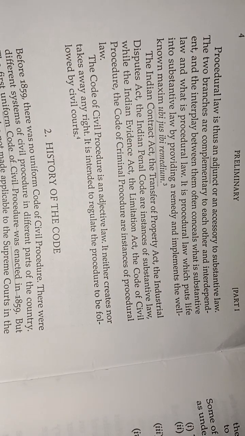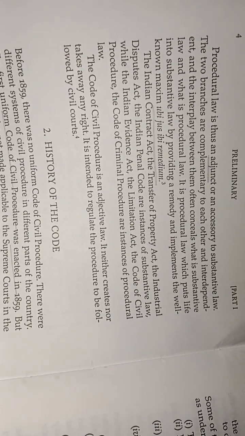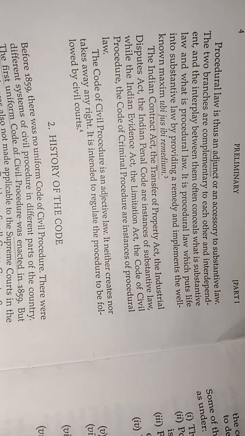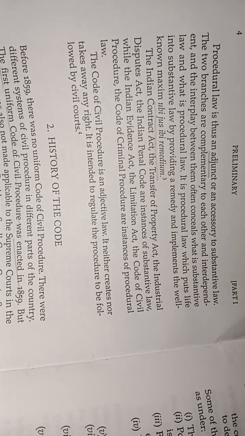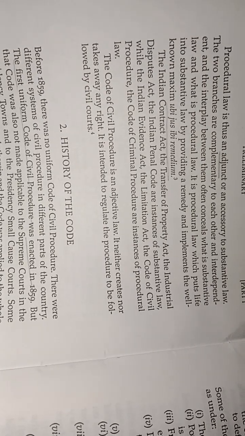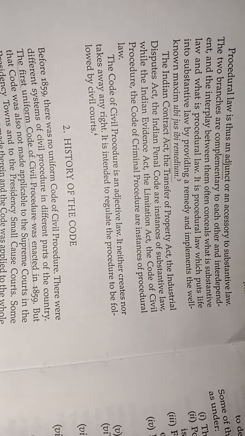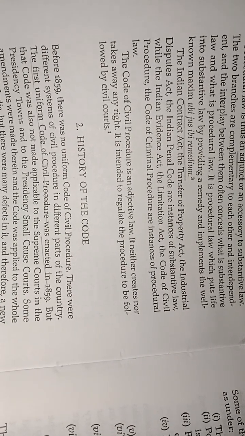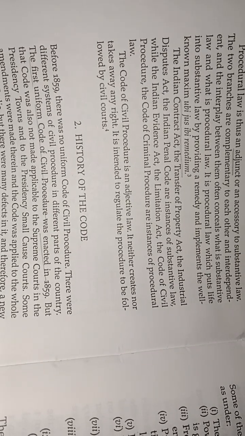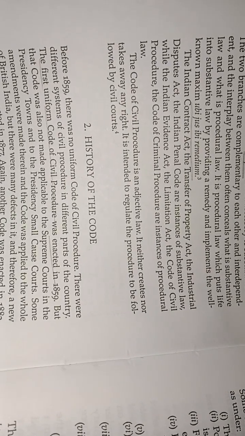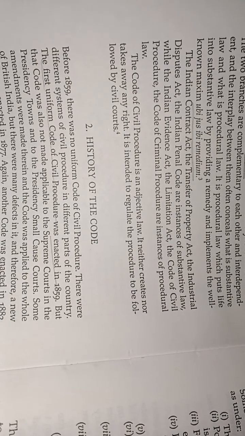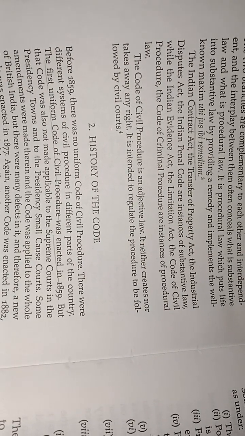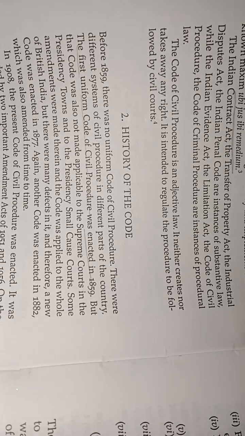The Indian Contract Act, the Transfer of Property Act, the Industrial Disputes Act, and the Indian Penal Code are instances of substantive law, while the Indian Evidence Act, the Limitation Act, the Code of Civil Procedure and the Code of Criminal Procedure are instances of procedural law. The Code of Civil Procedure is an adjective law. It neither creates nor takes away any right. It attempts to regulate the procedure to be followed by the civil court.